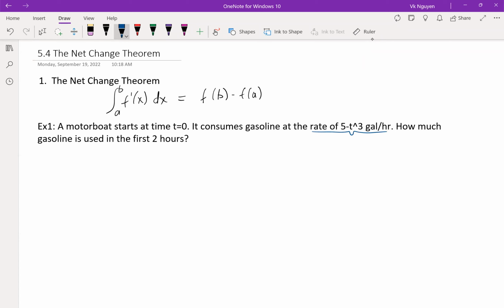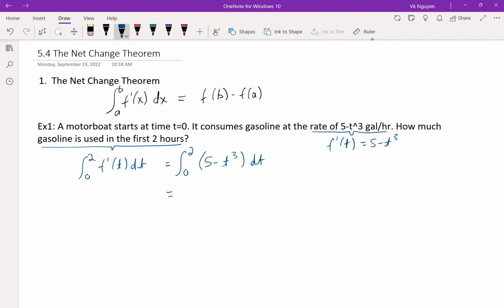The rate right here is f prime t, 5 minus t to the power 3. The gasoline used in the first 2 hours is the integral from 0 to 2 of f prime t dt. We just integrate from 0 to 2 of 5 minus t to the power 3 dt. The antiderivative of 5 is 5t, and the antiderivative of t to the power 3 is t to the 4 over 4.